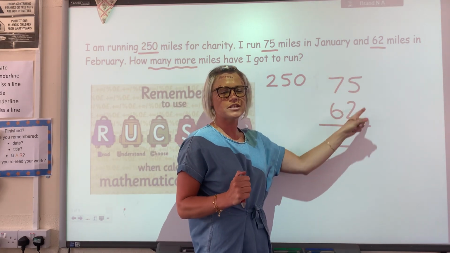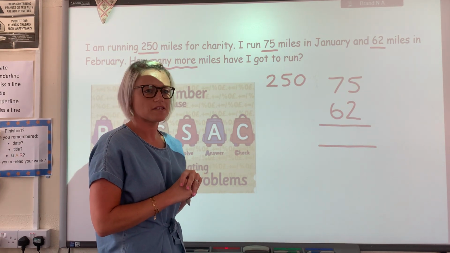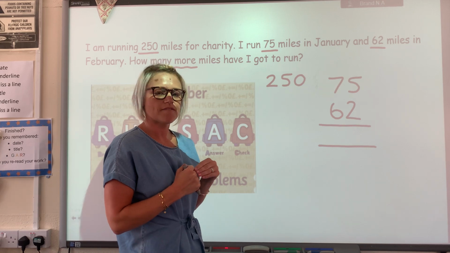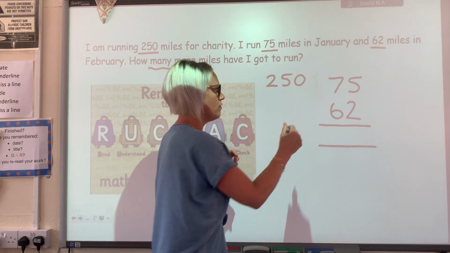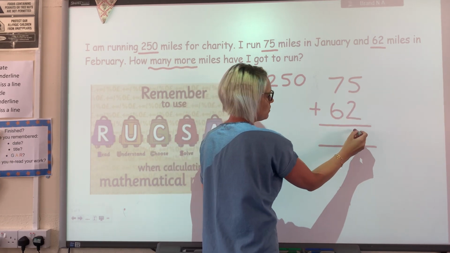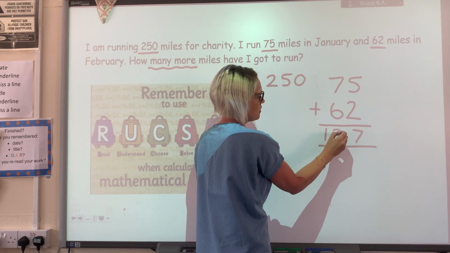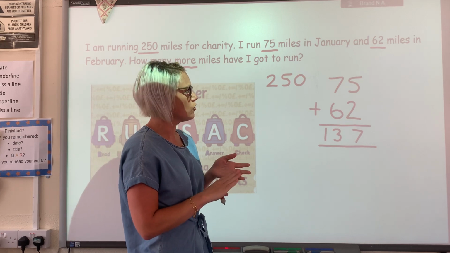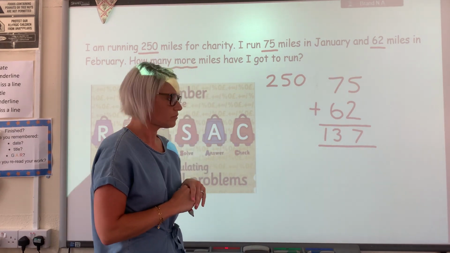Now that's a key word, isn't it? Total. You will have heard this in your mental maths. What calculation do we need to do if I'm asking you to find the total of something? The total. Hopefully you remembered it's an add. So 5 add 2 is 7. 7 add 6 is 13. So altogether, the total miles I've run in January and February is 137.